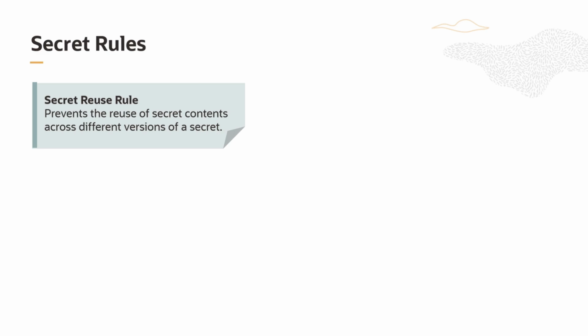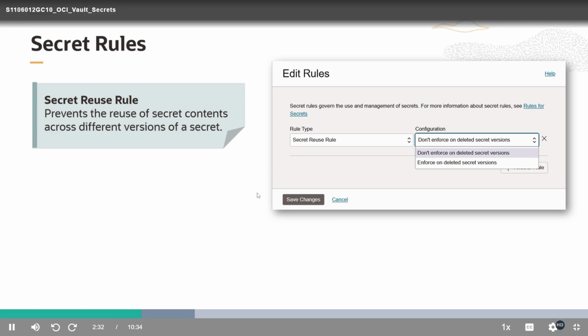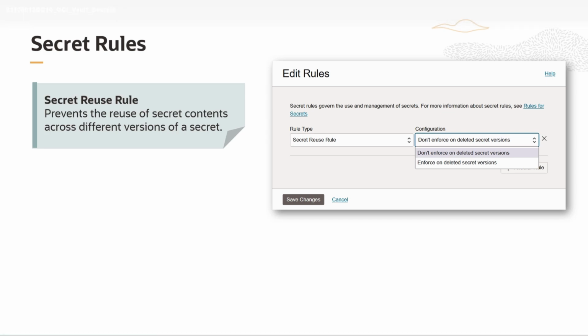Optionally, you can apply rules to specific secrets to enhance security further. The first rule involves preventing the reuse of secret contents, thereby limiting the scope of affected resources in the event of a security breach. Additionally, you can deprecate and then delete a secret version if it can no longer be safely used. You also have the flexibility to choose whether secret reuse rules apply even to the deleted secret versions.